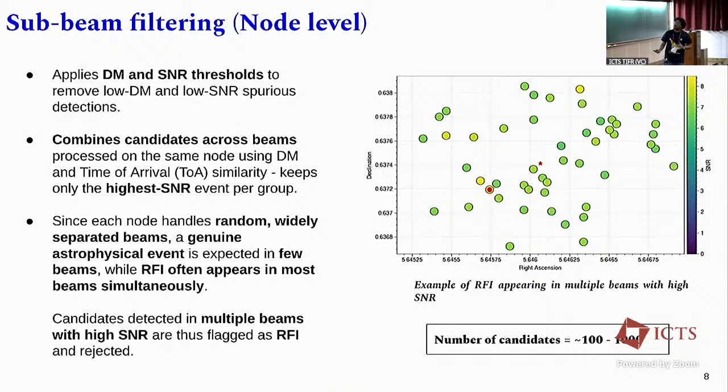So in this technique, what we do is we just look if the signal is present on that node, whatever the beams are present. Is the candidate present in most of these beams with high SNR? Then it should be an RFI. So we flag it and reject it. And that helps us in reducing a lot of RFI candidates. So at this stage, on that node, in that buffer, we get about 100 to thousands of candidates. So we have gone from 1 million candidates to about 1,000 candidates by just applying these two methods.